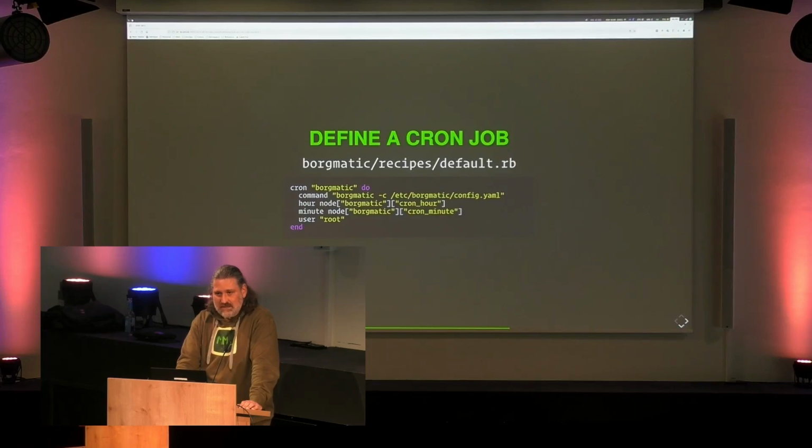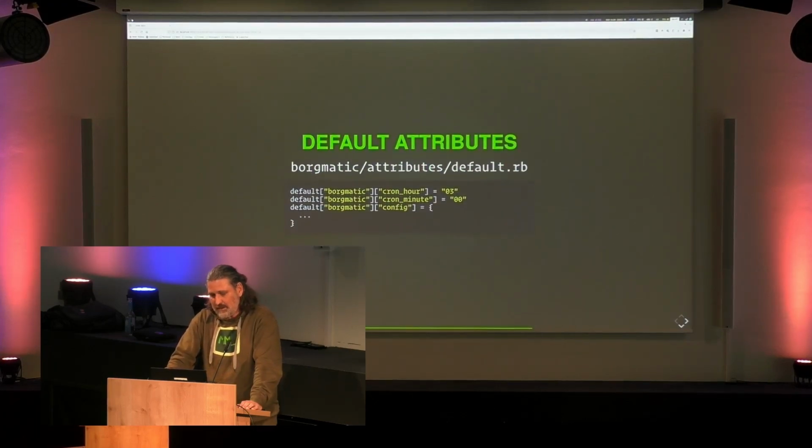Since we are using node attributes, it's a good idea to actually provide default attributes, and I can do that from my cookbook directly by adding another file under the attributes directory, where I simply define default values for my different attributes that I'm using. That way I can actually run this cookbook without manually defining any node attributes. The cookbook comes with hopefully sensible default values already.